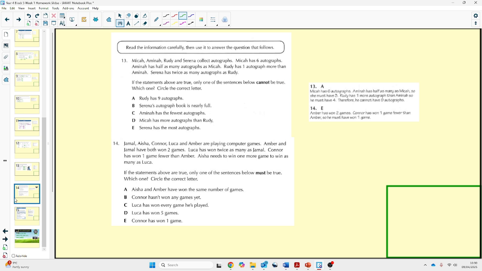Now, with these questions, they're like logical questions. So you have to read them through and then work out which of the statements above are true. Only one of the statements below cannot be true. Which one is it? And circle the correct answer. Okay? So you've got the characters at the top. So read through the information. So we've got Micah, Amelia, Rudy and Serena.